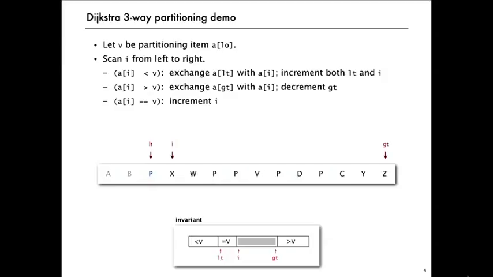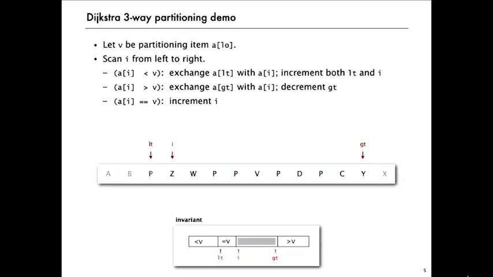In that case, we exchange the one over at the right with I and decrement GT. So now we have one over to the right that we know is greater than the partitioning element. Notice that we didn't increment I because that element Z that was over on the right really hasn't been compared with the partitioning element yet. But we did decrement GT, so we made progress.